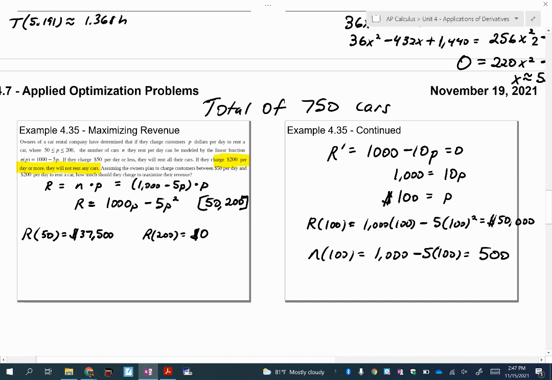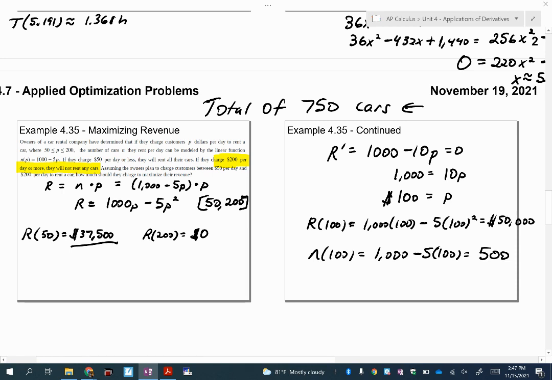This company has a total of 750 cars. So if we rent our cars at $50 a day, in theory, we will rent all of these cars. 750 cars will get rented because the price is so low. All right, but we only make $37,500.